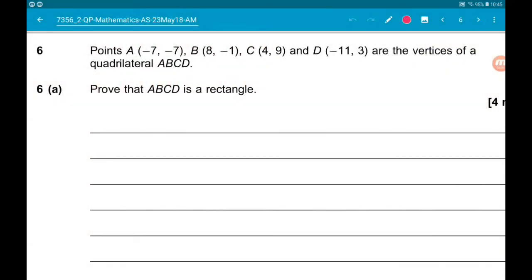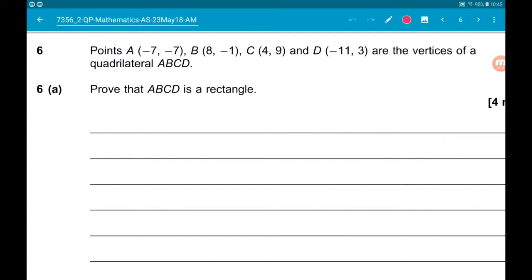Okay, question 6, bit of a strange one. So we've got 4 points, A, B, C and D, which are (-7, -7), (8, -1), (4, 9) and (-11, 3). We want to prove that ABCD is a rectangle. So, it's 4 marks. What do we know about rectangles?